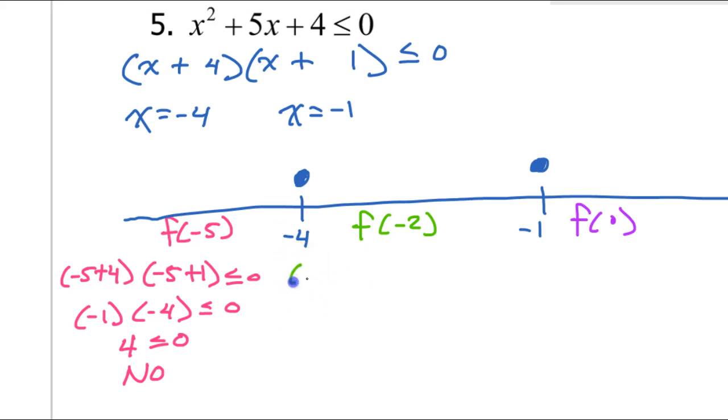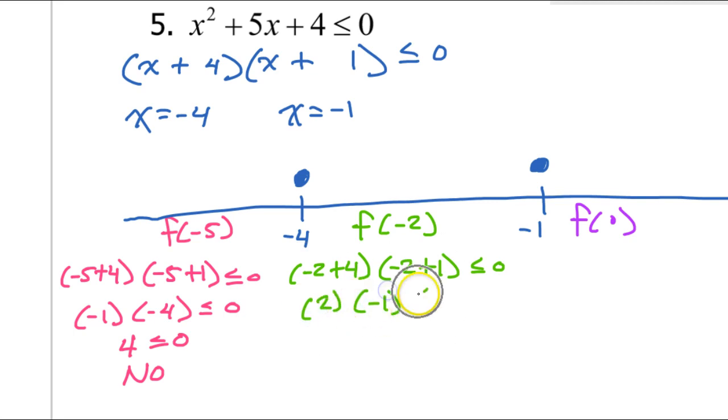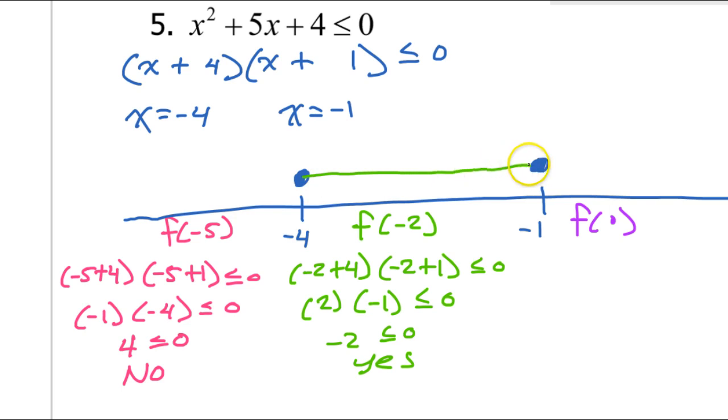Now, what about -2? So that would be -2 plus 4, -2 plus 1. Is this less than or equal to 0? Well, that would be positive 2 times -1. So that's going to be -2. And yes, that is less than or equal to 0. So I will have solutions in this interval.